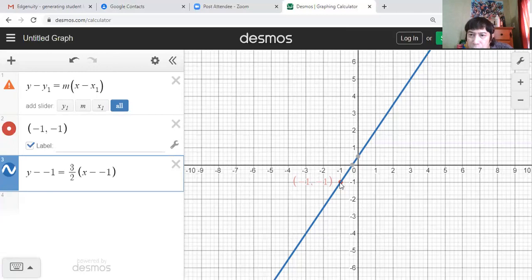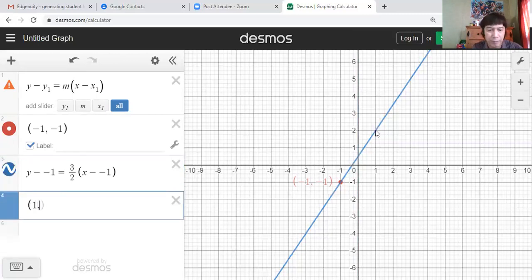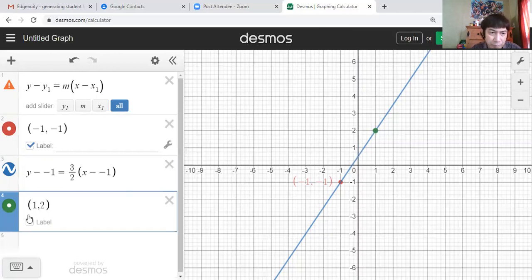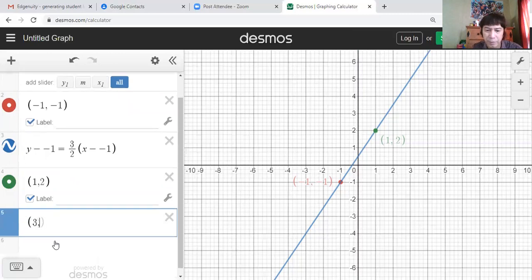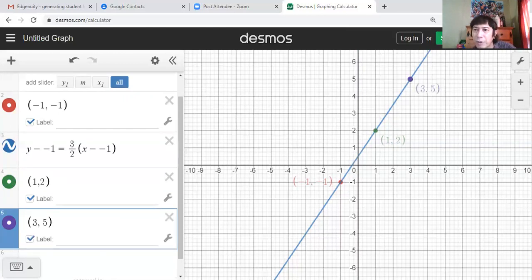All right, we shall choose points, okay? I can see one at 1, 2. There. And we can also use another at 3, 5. There. And I can show you now the 3/2, the slope of this line, there, okay? And so that will be our examples for this point slope form.